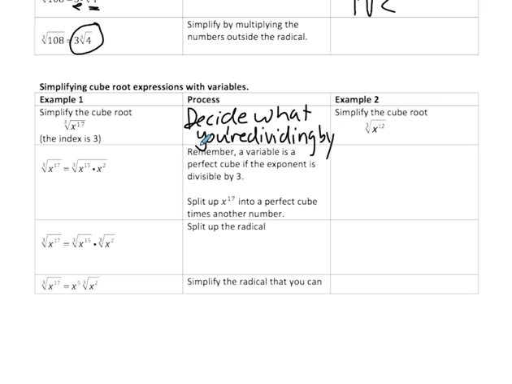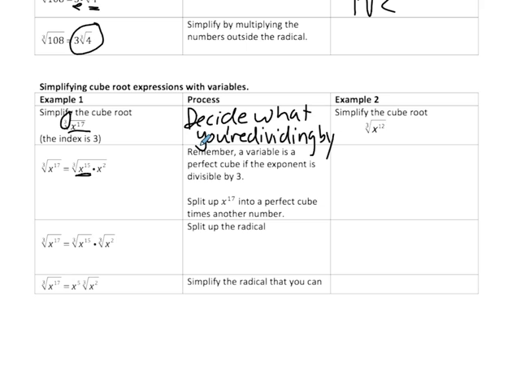Okay, remember with the variables, you're going to end up dividing the exponents by the root. So with this x to the 17th, I'm going to be dividing by 3. That means I'm looking for the closest multiple of 3, as close as I can get to 17. So that's x to the 15th. 15 is divisible by 3. The next one would be x to the 18th, which would be too big.